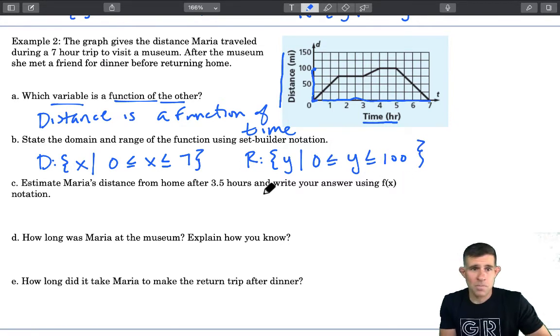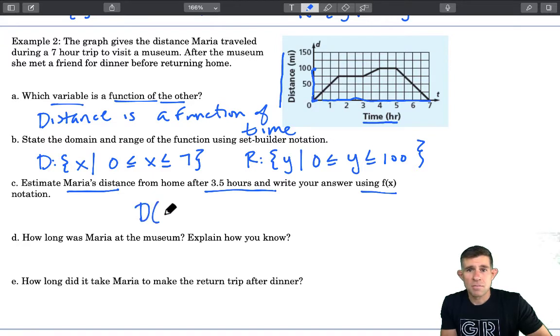All right, now we're going to get into interpreting and reading some of our inputs and our outputs from a graph. It says to estimate Maria's distance from home after 3.5 hours. Write your answer using f of x notation. So that's function notation. So we're going to say the distance based on the time, here's our function notation, at 3.5 hours. So in other words, our distance away from home at 3.5 hours.